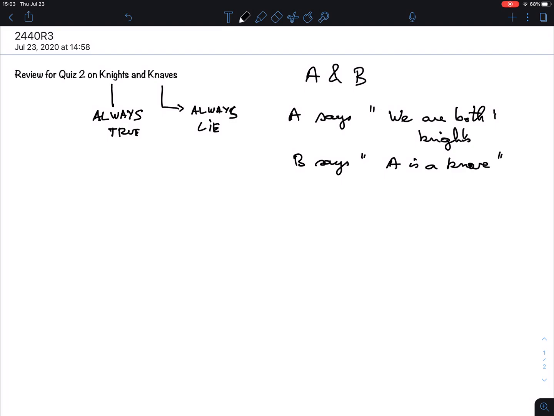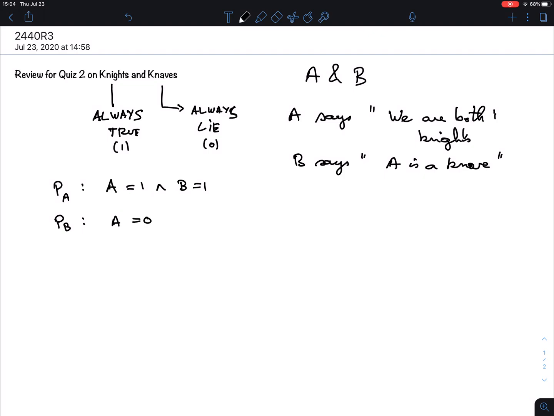Okay. So I'm not going to give you a way of solving this using formal logic. The first thing is I'm going to make it a formal statement. The first statement, P of A, is the proposition that A makes. What is this proposition? We are both knights. I'm going to write one for knight and zero for knave. So it says that A is one and B is one. That's exactly the formal way of saying that. So what is statement B? What does B say? A is a knave. That is the statement A is zero.